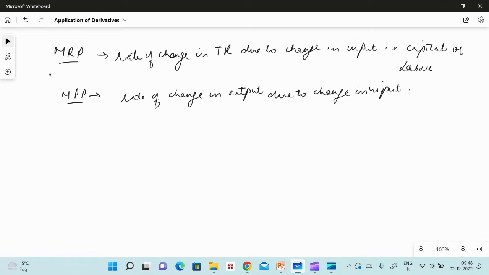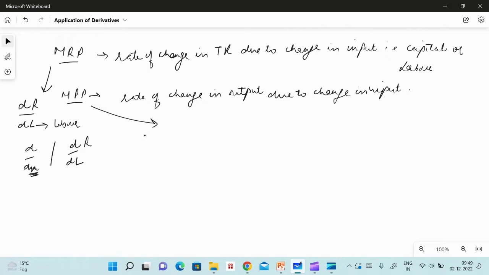Okay. So the formula for MRP, that is marginal revenue product, is the derivative of R, that is total revenue, divided by dL. Here dL means d by dx, so we can take the derivative with respect to x. But here I have taken L as labor, so I am taking the derivative with respect to L, and the derivative is taken for R, that is total revenue.